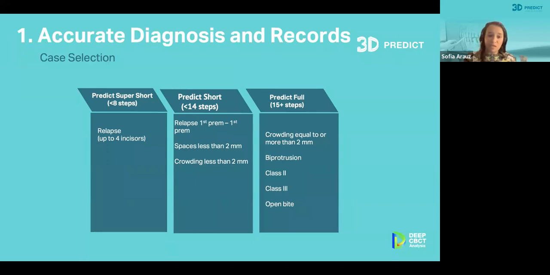Predict Short, which is less than 14 steps, is if you have relapse from first premolar to first premolar, if you have spacing that needs to be corrected that is less than 2 millimeters, and if you have crowding that needs to be corrected less than 2 millimeters. Now, Predict Full is everything else. Crowding more than 2 millimeters, correction by protrusion, class 2, class 3, open bite, deep bite, anything else that is not Predict Short or Predict Super Short, please submit it as Predict Full or Deep CBCT.